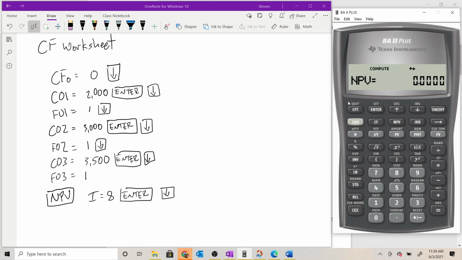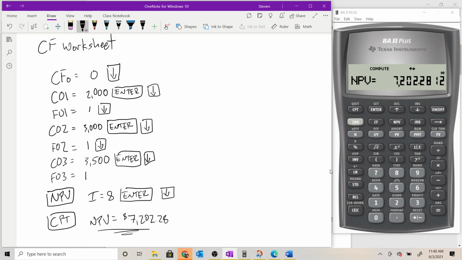That's why we entered them. So to force that computation, we hit the compute key, or the CPT key, on the top left. It'll run that same set of equations that we did manually just a moment ago, and it will come back with net present value equals that same value of $7,202.28 that we found using the formulas by hand.